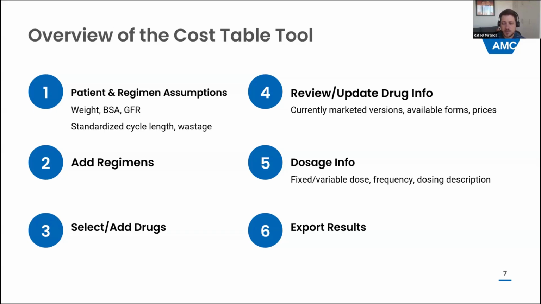And then the user will review all the information about all the available versions of the drugs and will update the information necessary, such as the price. In sequence, the user will add the dose information needed for the calculations. For example, if the dose is fixed or based on weight, the frequency of the administration, and the length of the drug administration cycle. With all the information needed, the app will calculate the cost per day in a standardized cycle, and all the results will be exported in an Excel spreadsheet.